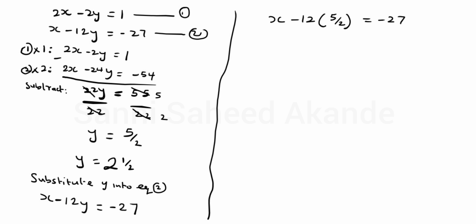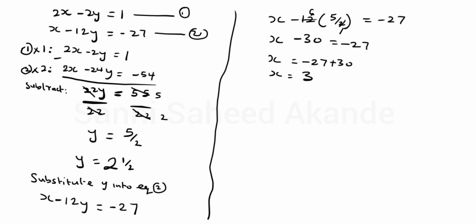So we have x, 2 in 2 is 1, 2 here in 12 is 6. So we have 6 times 5, that would be minus 30 equal to minus 27. Understood? So x now will be equal to minus 27 plus 30. So x is equal to 30 minus 27, that will give us 3. Okay, so that's the value of x.